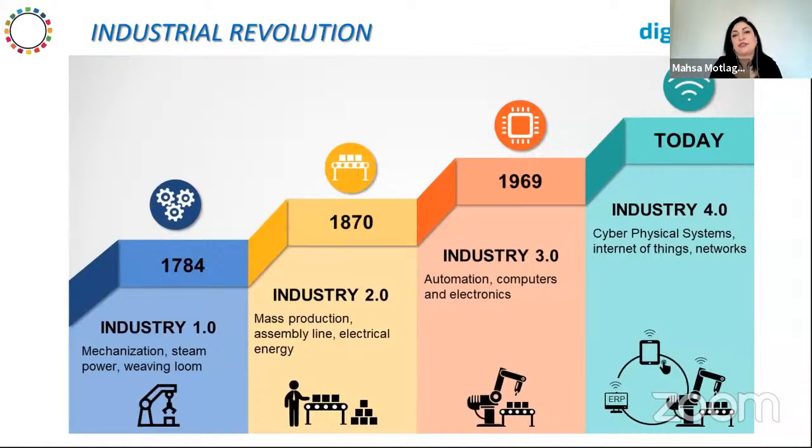We want to go through the Industrial Revolution, with the first Industrial Revolution in 1784 by just mechanization, and that wave started. Then in 1817, the second Industrial Revolution was more on mass production and electrical energy coming into the market. And then afterwards, Industrial Revolution 3 was just starting with automation and computers. And now we are in the phase of the Industry 4 revolution, where we talk about cyber physical systems, we talk about the internet, and we talk about networks.